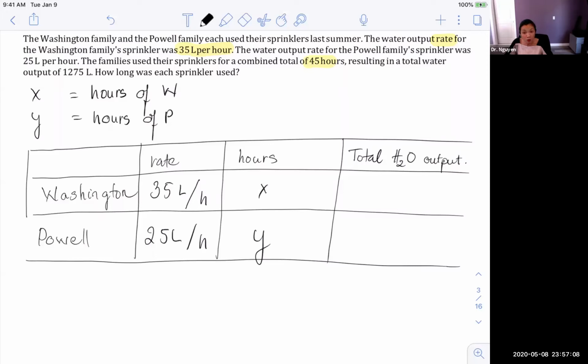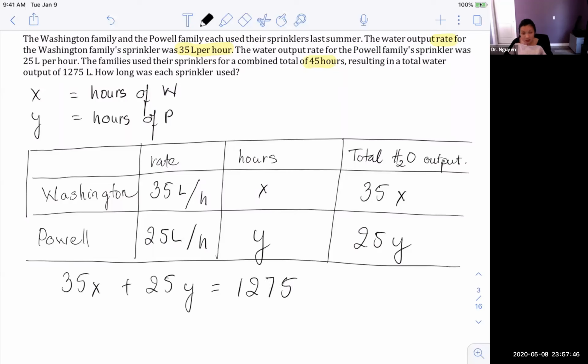So for the total water output, what do we do? We take the rate, we multiply by the number of hours. So what I have right here is 35 times X. And then at the bottom, I have 25 times Y. All right. So one piece of information that I give you is the total water output of 1275 liters. So that should give you one equation right there. So the equation is 35X plus 25Y equals 1275. You see what I have is liters plus liters equals liters.